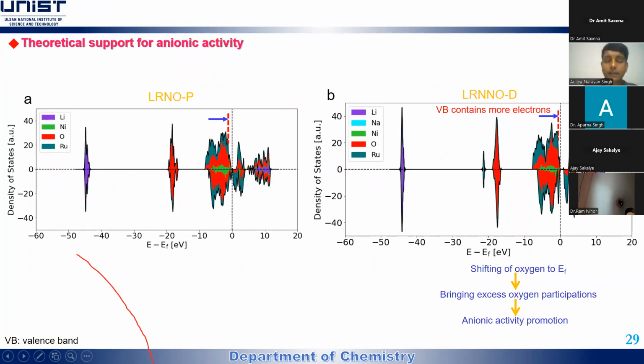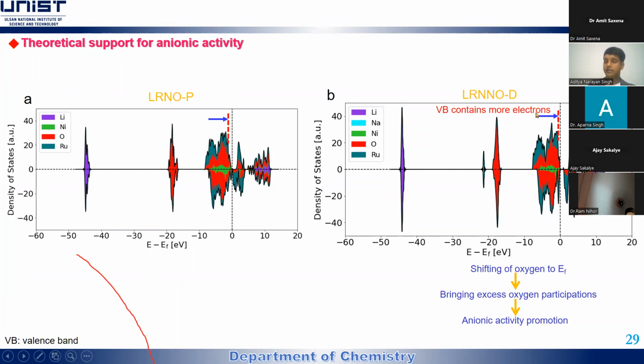We also took density functional theory calculations to show what exactly sodium does. So when we dope with sodium, we could see the band structures are away from the Fermi level. But in case of sodium, the band structure moves towards the Fermi level. So what does it mean? Shifting of oxygen to the Fermi level, the red color. The shifting of oxygen to the Fermi level simply means that now more of the oxygen electrons are available for conductivity.